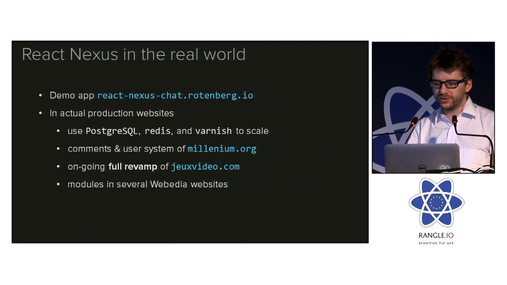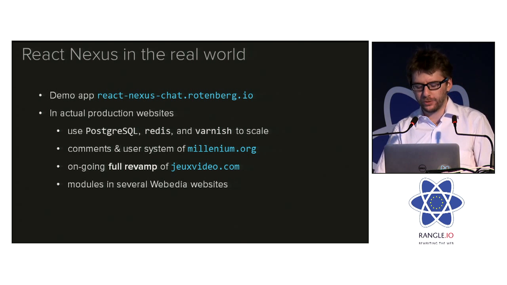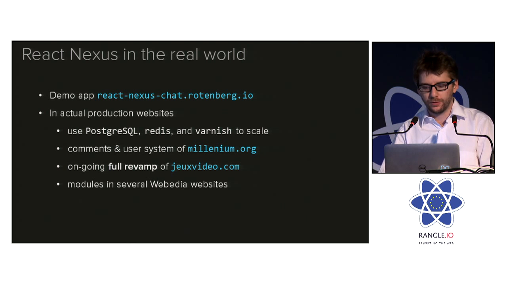To scale to tens of thousands of concurrent users, we rely on PostgreSQL, Redis, and Varnish to do the hard work: persistence, inter-process communication, and caching. We use this stack for the comments and user system of Millenium.org, one of the top French gaming websites. After successfully deploying our prototypes on Millenium.org, we're now building a full revamp of jeuxvideo.com, one of the biggest video games websites in Europe. Several modules, such as the comment system, will be deployed to other Webedia websites by the end of 2015.